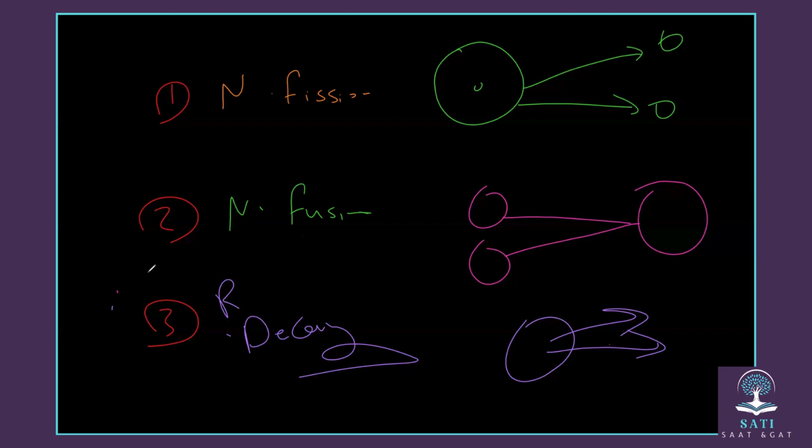And for radioactive decay, the radiations that will be emitted as a result will be either helium, which is alpha, or it's going to be beta or gamma. So that means three main radiations we'll get from what? Radioactive decay.